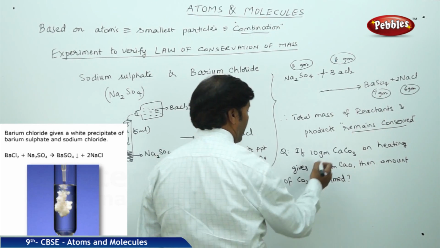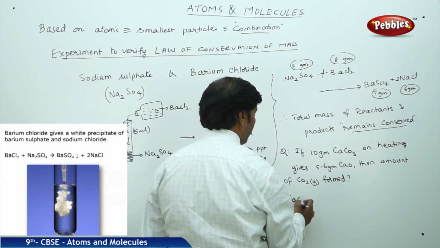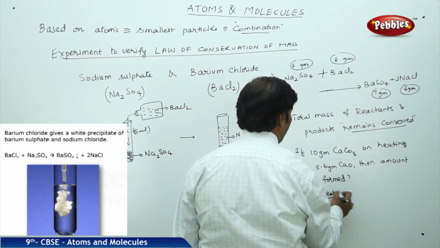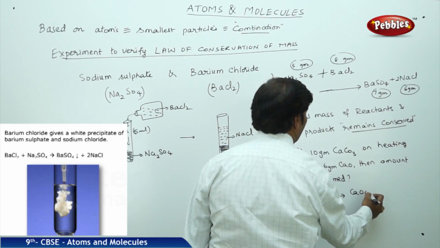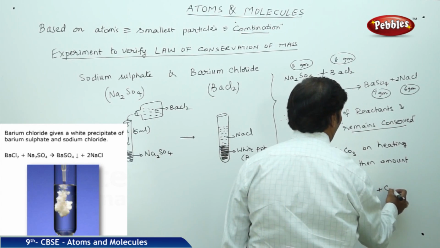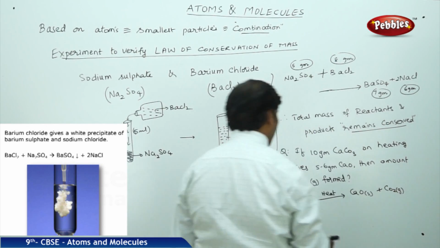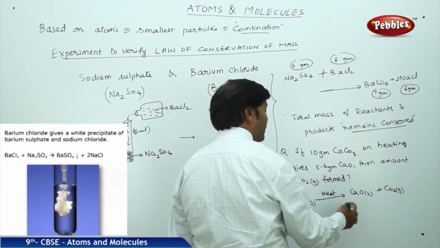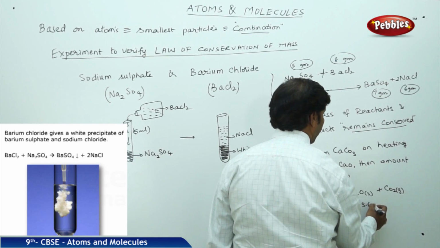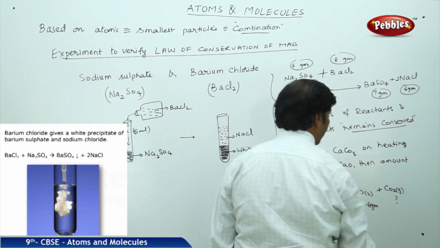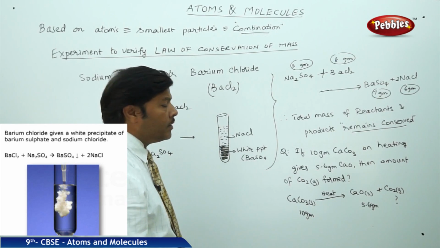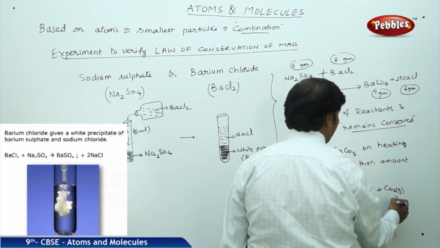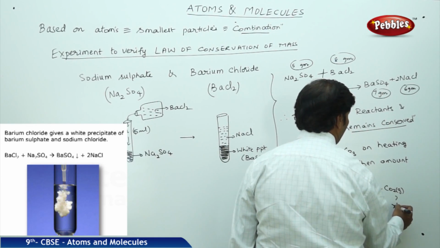First of all, to understand this question, calcium carbonate is a solid, so you have to heat it. When you heat, you get calcium oxide solid and carbon dioxide gas is formed. Initially we are taking 10 grams. On heating, it gives 5.6 grams of calcium oxide, but we don't know how much carbon dioxide is formed. Only calcium oxide is the residue and carbon dioxide is a gas. So let the amount of carbon dioxide formed be X.